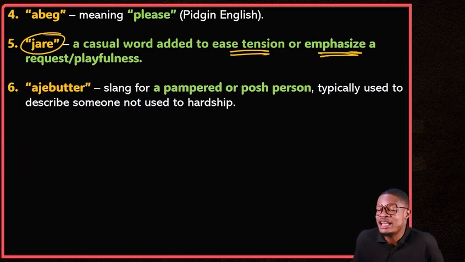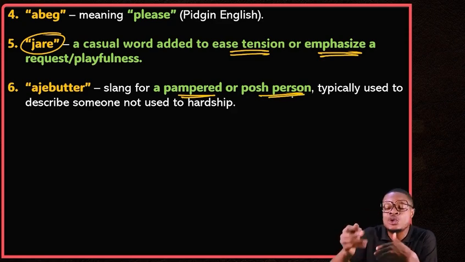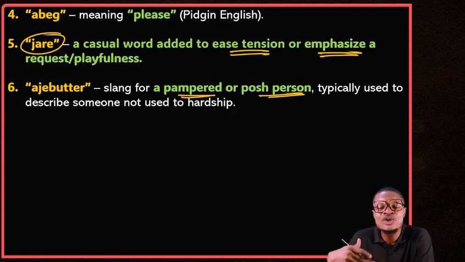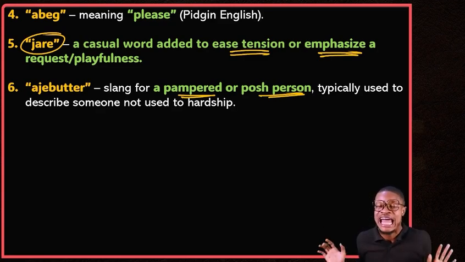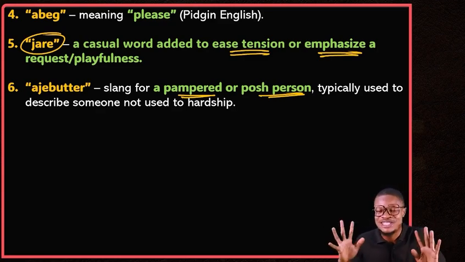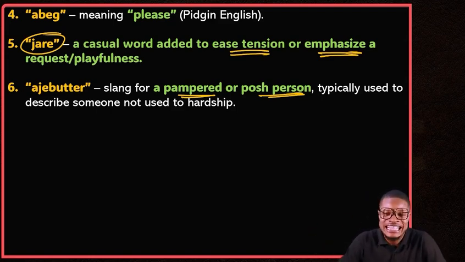Another, you can use ajebota. What's ajebota? Someone that is pampered, someone that is from a rich home, or a pushed person. It is typically used to describe someone that is not used to hardship. There are some people that have enjoyed soft life. What do we refer to them as? Ajebo. Now, what's the opposite of ajebo? Ajepak. Beautiful. So these are words that you can introduce.